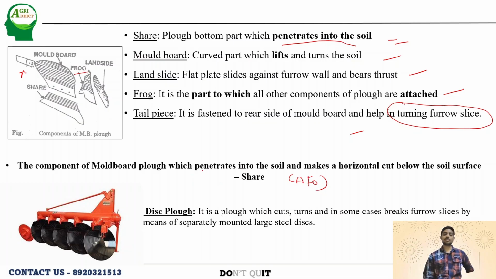The component of the MB plow which penetrates into the soil and makes a horizontal cut below the soil surface is the share. Another kind of plow is the disc plow, because discs are used. This kind of plow turns and cuts, with the same function, and breaks the furrow slices by means of separately mounted large concave discs.